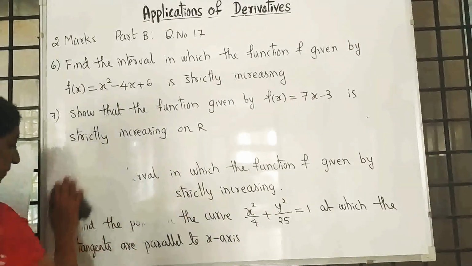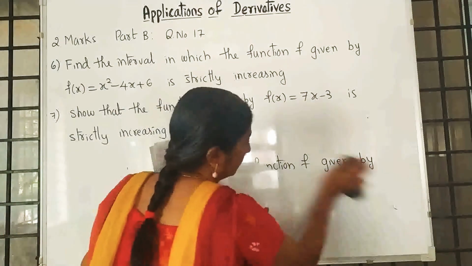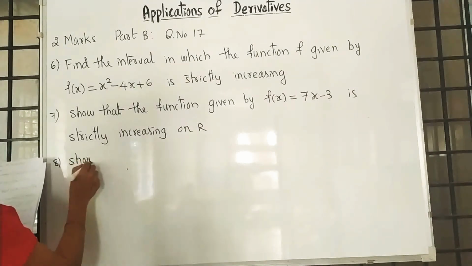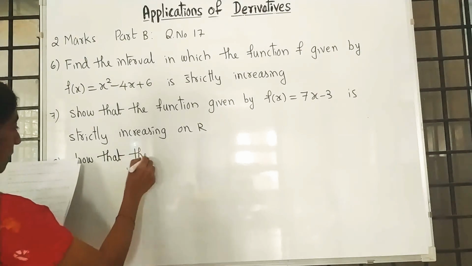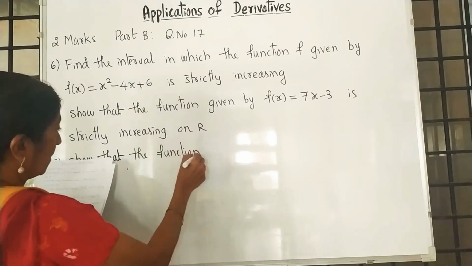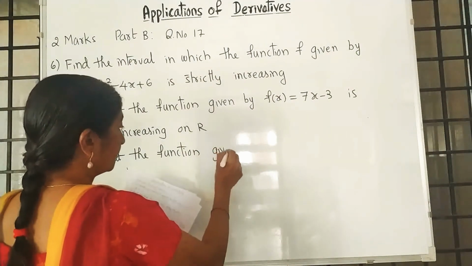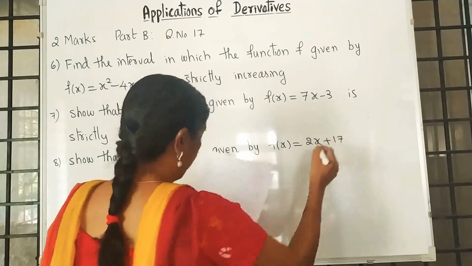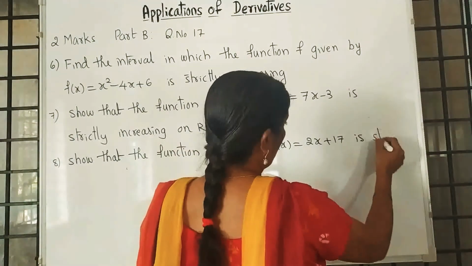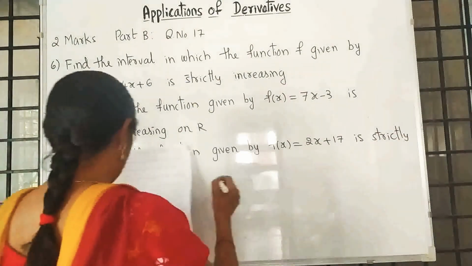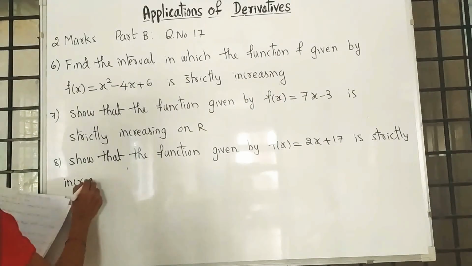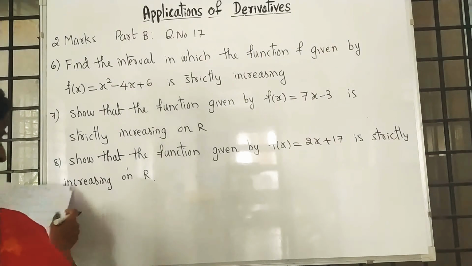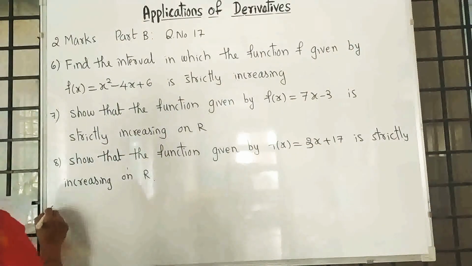Next, 8th question. Show that the function given by f of x is equal to 3x plus 7 is strictly increasing on R.